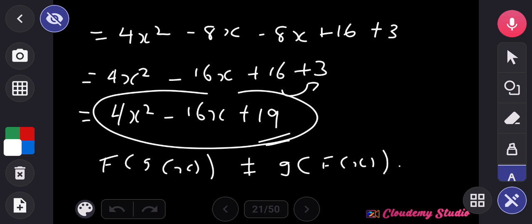And that is where we are going to be stopping for today. In the next class, we are going to be talking about how to determine the domain and the range of a function.